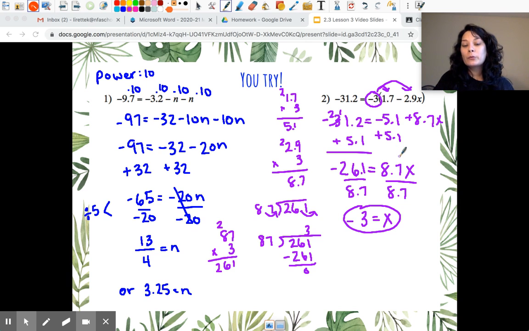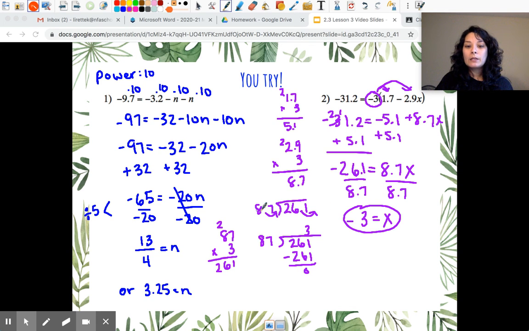The example on the right, I did not clear the decimals, I just worked with them. The first thing you need to do is distribute. My work for both of those products is right here. I'm getting negative 5.1 and a positive 8.7 because these two negatives end up canceling. Then it's a two-step where I add the 5.1 to both sides. Signs were different, so I had to subtract here. Notice how I'm lining up my decimals and I'm borrowing as needed. I got a negative 26.1. And then I divided both sides by positive 8.7.